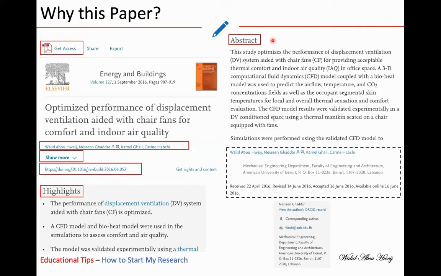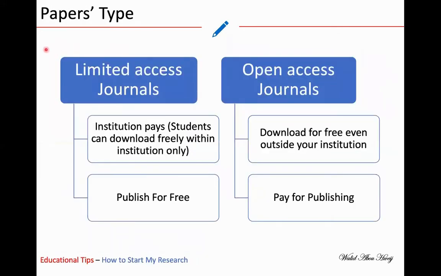Now you found this paper is important and you need to download it. However, you will notice this tab, Get Access. So this tab will appear if this paper is a limited access journal. So you have to differentiate between two types of journals, the limited access journal and the open access journal.